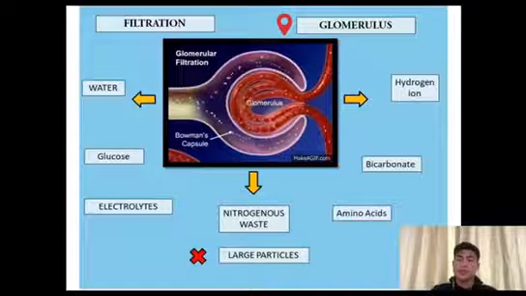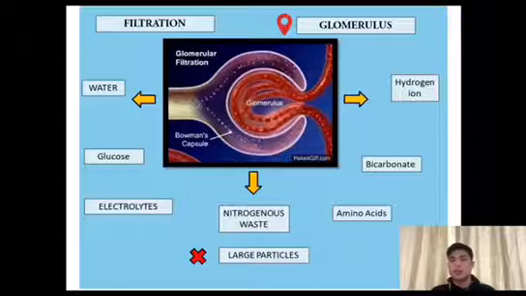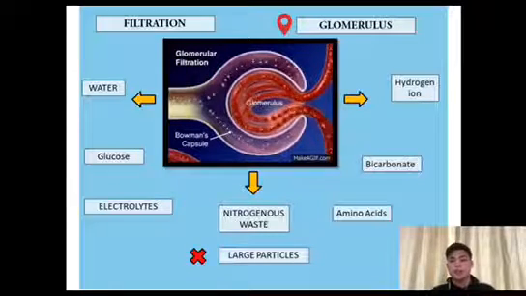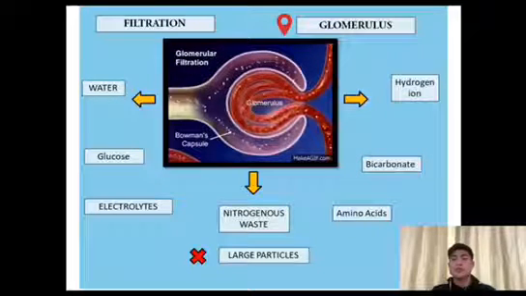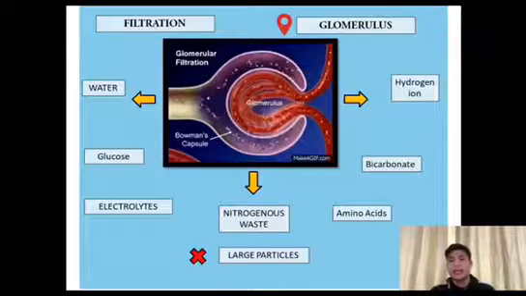First step is filtration. It happens in the glomerulus, wherein the smaller particles in our blood and larger ones are separated. So the smaller particles pass through the walls of the glomerulus, and they are considered as filtrate. So most of the filtrate are water, glucose, electrolytes, nitrogenous waste, amino acids, bicarbonate, and hydrogen ion.